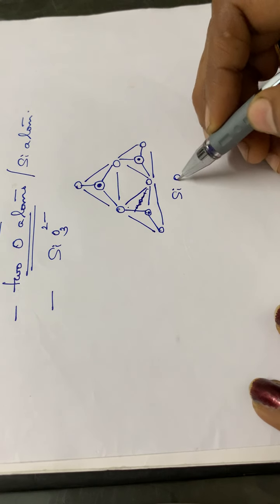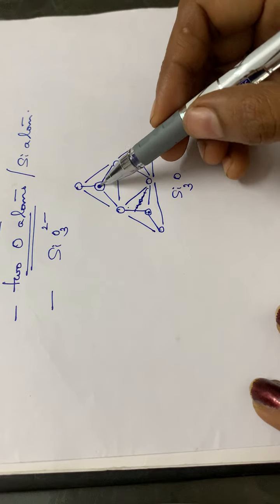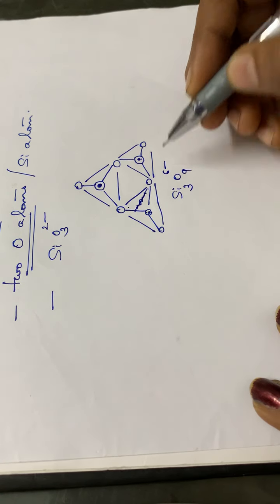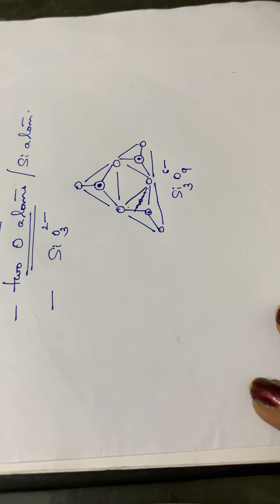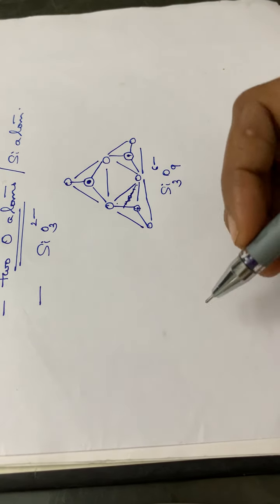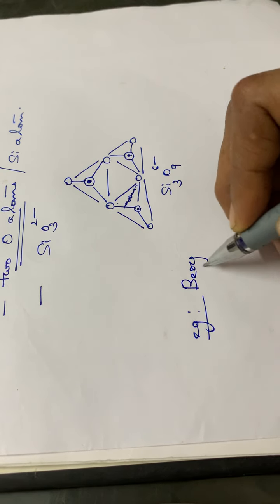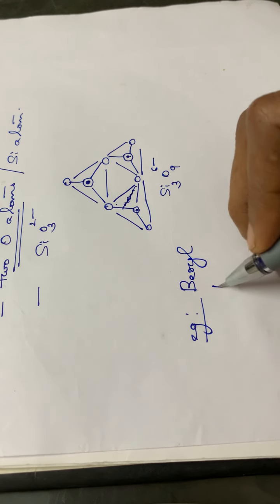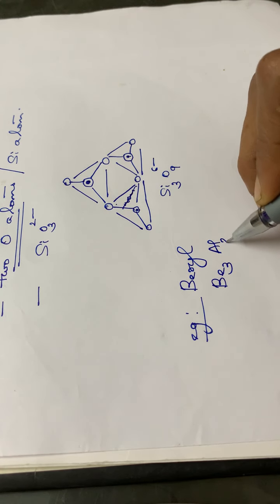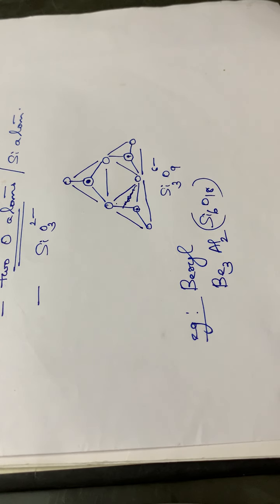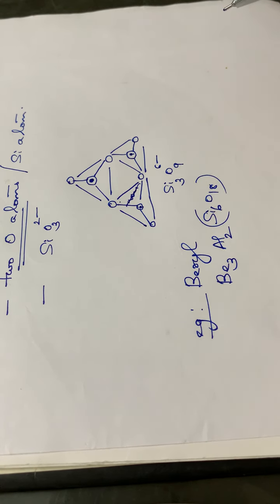This is Si3. How many Si units are there? 1, 2, 3, isn't it? Si3O9. Then the charge is 6 minus. And one example for this cyclic silicate is beryl, Be3Al2Si6O18. So this is the example for a cyclic silicate.